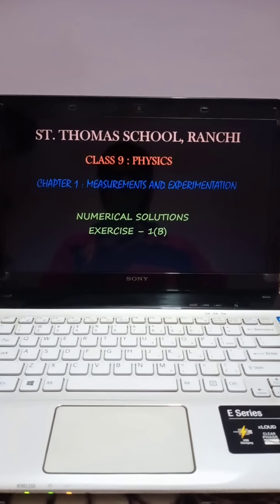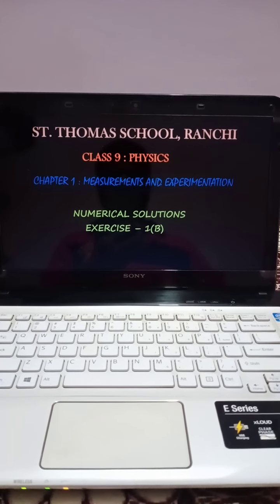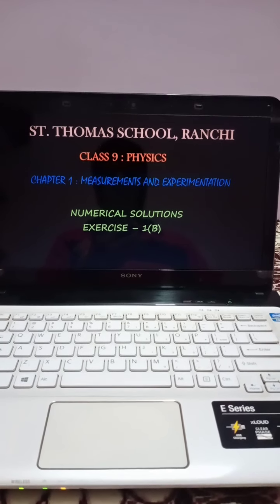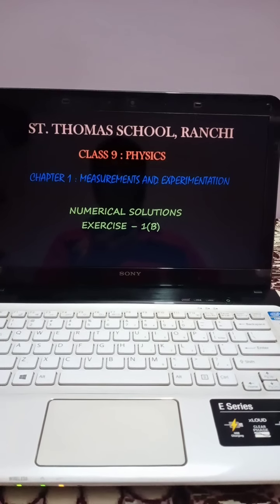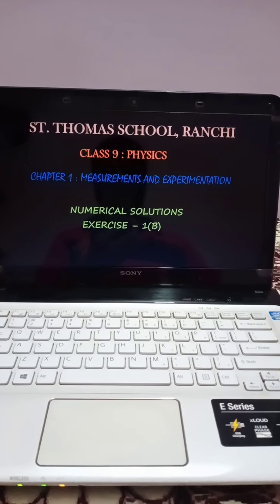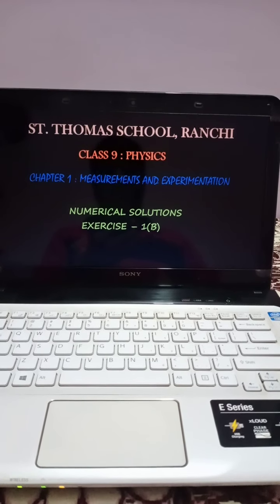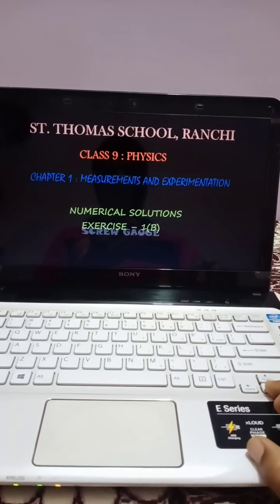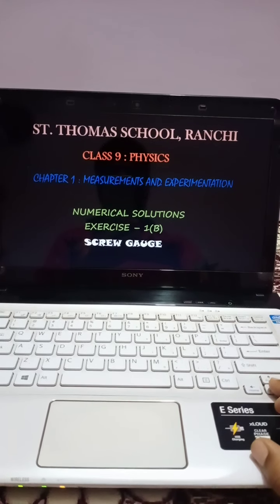Hi everyone. So here we are going to start with the next session of numerical solutions for chapter 1, measurement and experimentation, for class 9 physics for St. Thomas School Ranchi, and today we are going to see the numericals related to screw gauge.